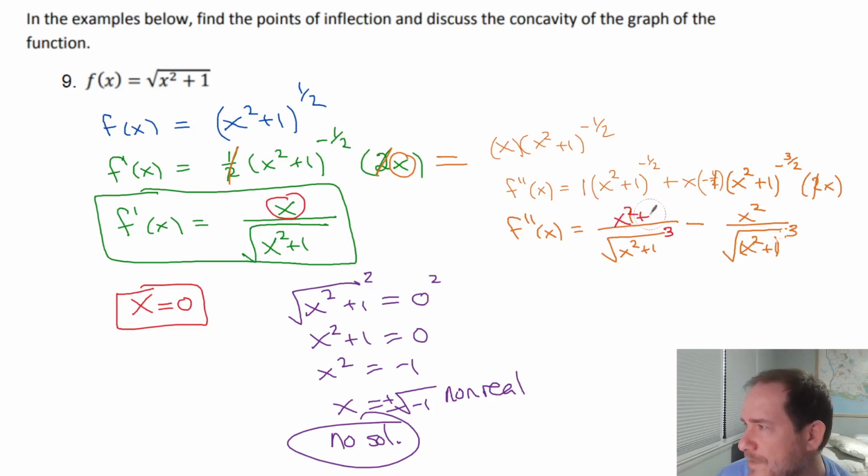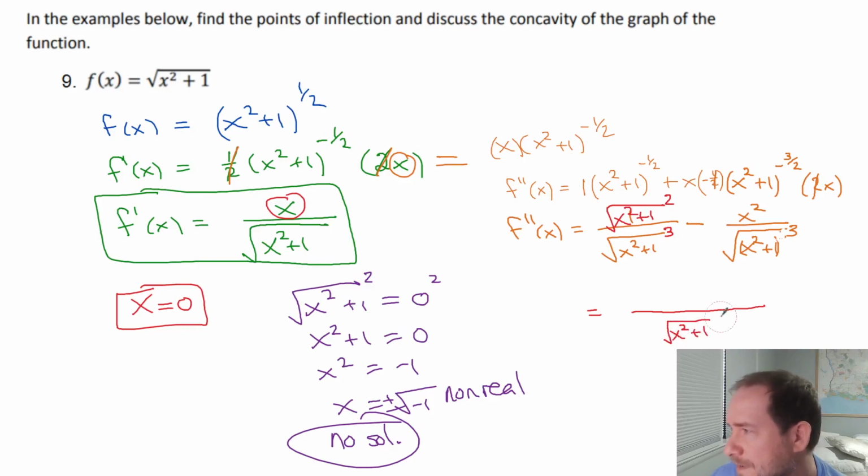So x squared plus 1 square rooted squared, which, by the way, if you square the square root, you just get x squared plus 1 with no radical. So that means when this thing's done, our denominator is going to be an x squared plus 1 under a radical and getting cubed. And our numerator is going to be just plain old x squared plus 1 minus x squared. So the x squareds cancel, we just have 1 up there.